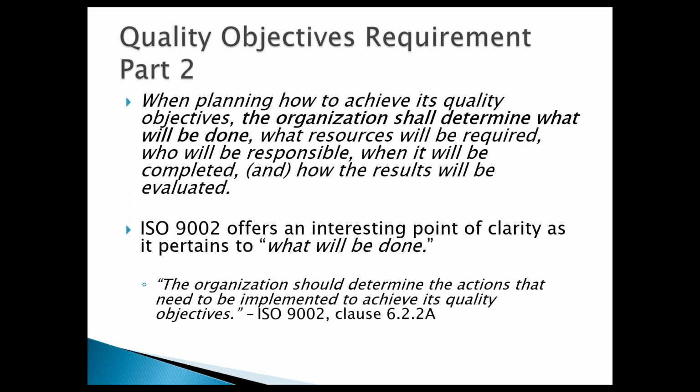Now, the second part of the quality objectives requirement states that you need to determine what is going to be done with your objectives and how you're going to align resources, who's going to be responsible, and so forth. Taking that statement, what will be done? We can look to ISO 9002 for some clarity on what they mean by that. And in 9002, it states that you need to determine the actions that need to be implemented to achieve the quality objectives. So the big idea here, of course, is it's not enough to simply have the objectives.